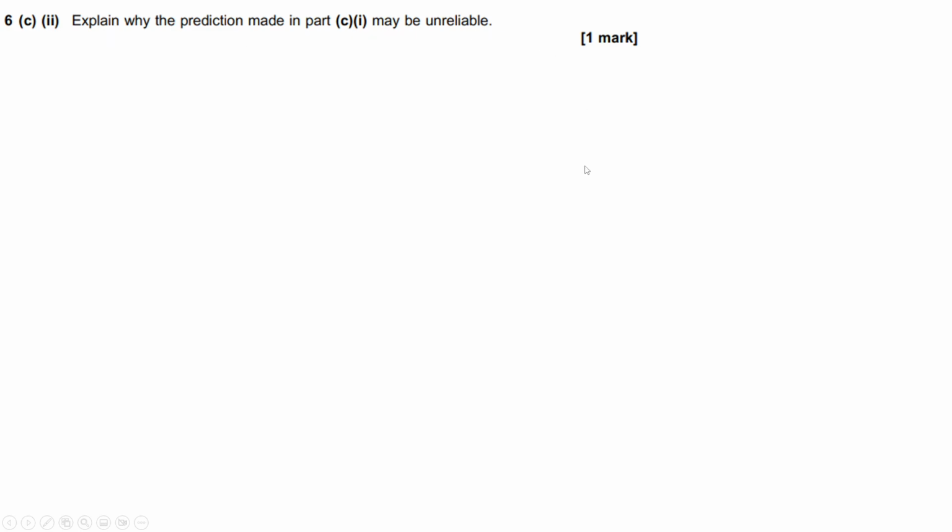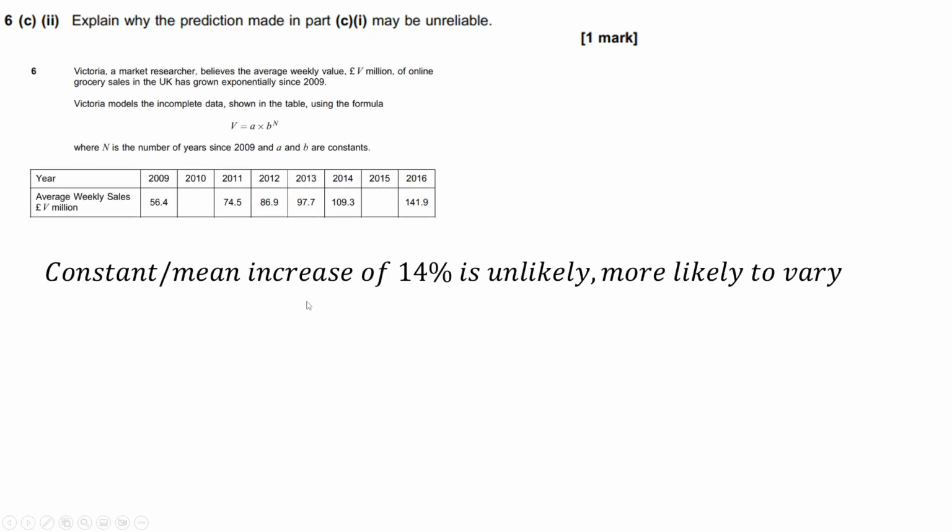Explain why the prediction may be unreliable. There's tons of things that you can say, but I just said that the increase is not likely to be constant.